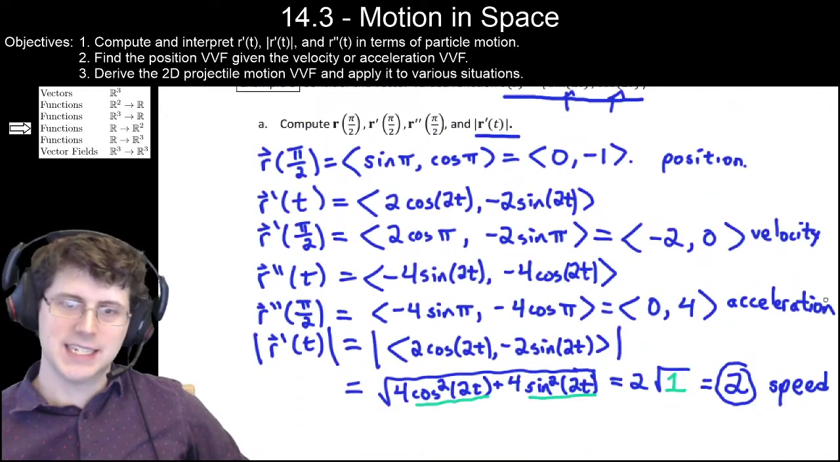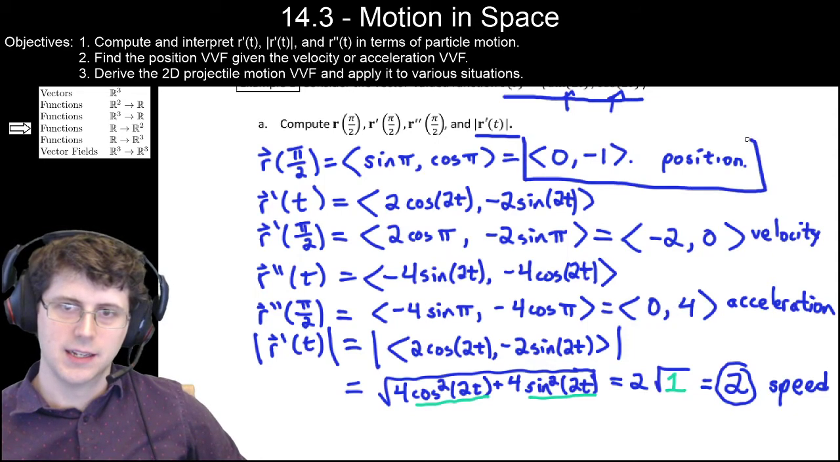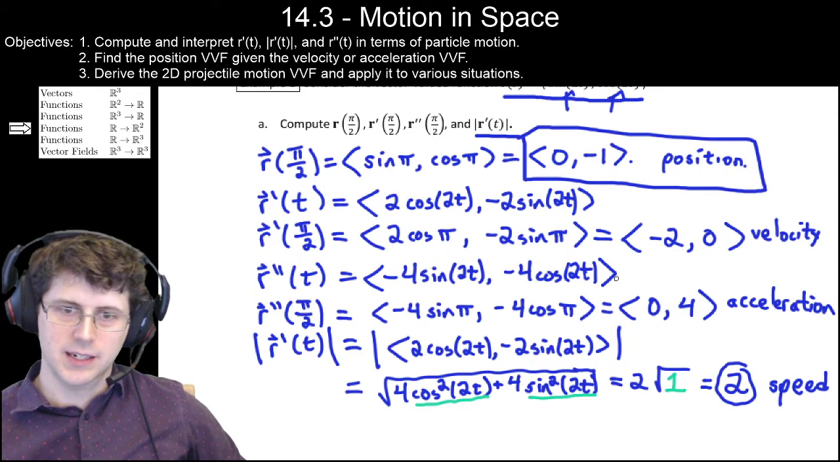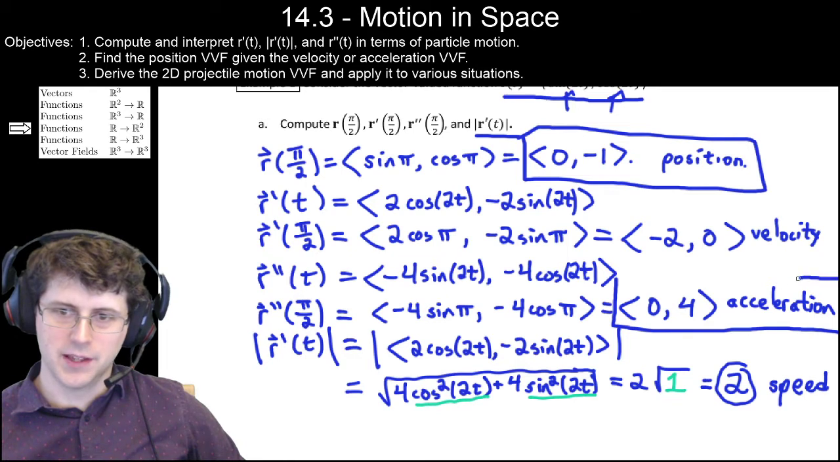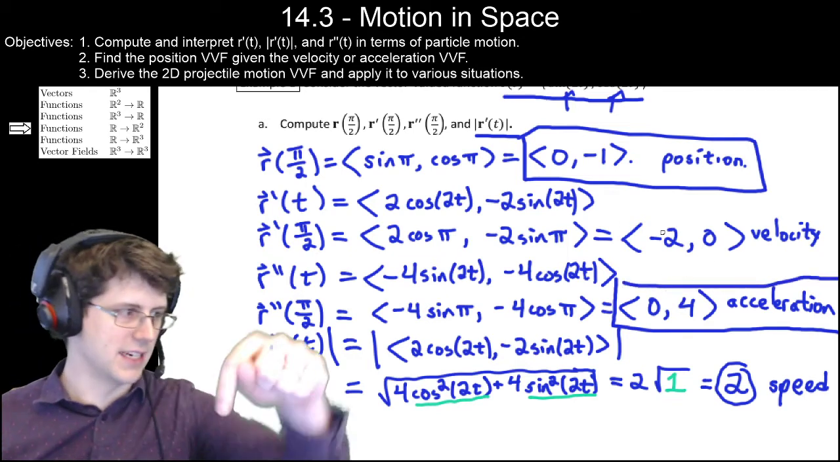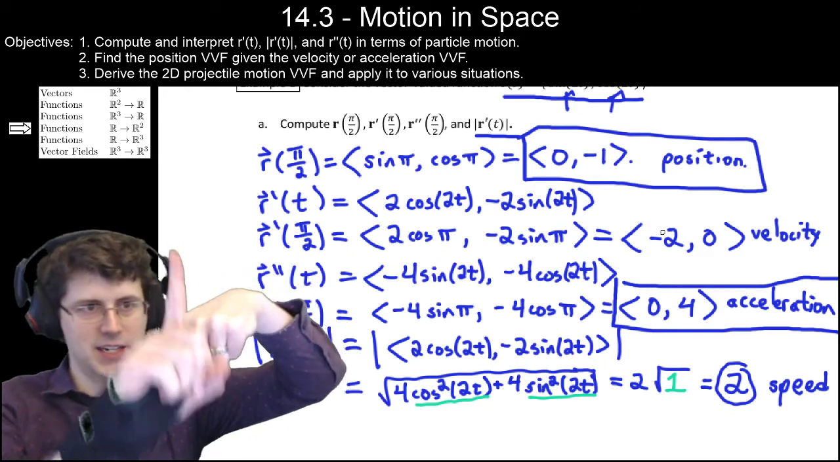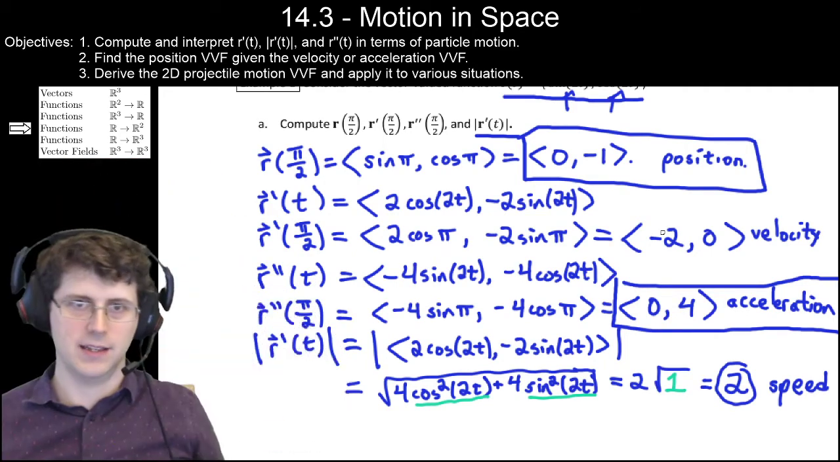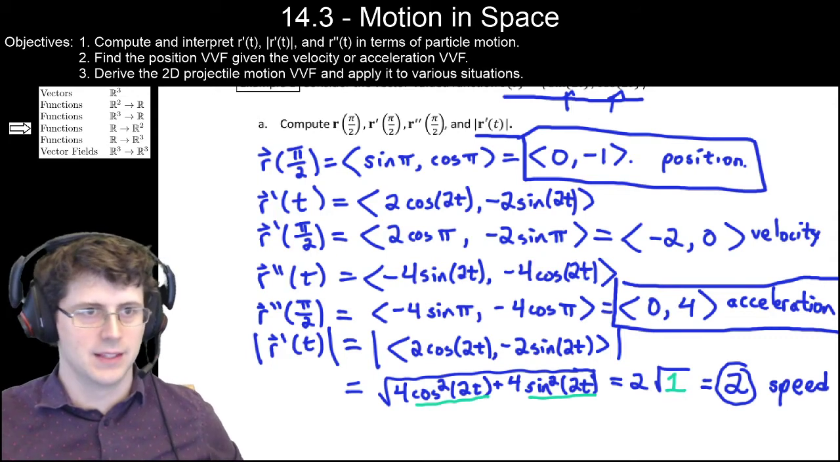I don't know how much physics you've had. Like, do you know that when you're going around in a circle, your acceleration vector points toward the middle of the circle? So the position vector is pointing 0, minus 1, and the acceleration vector is pointing the opposite way with circular motion.